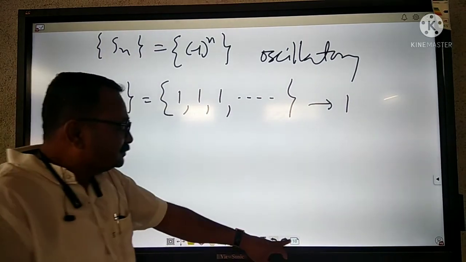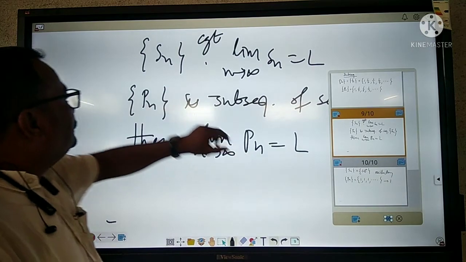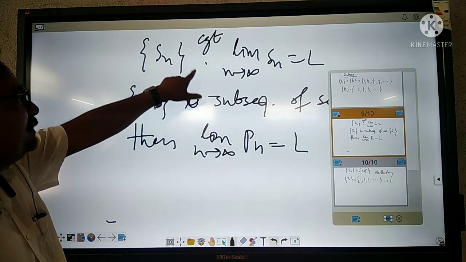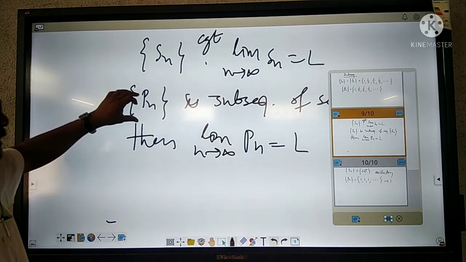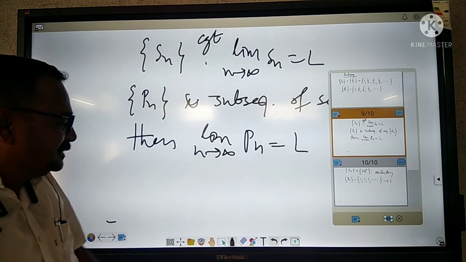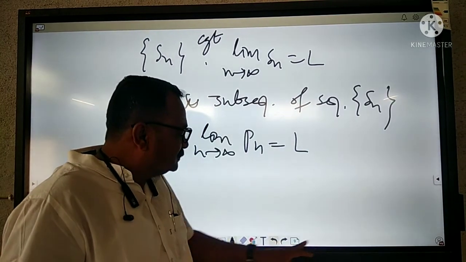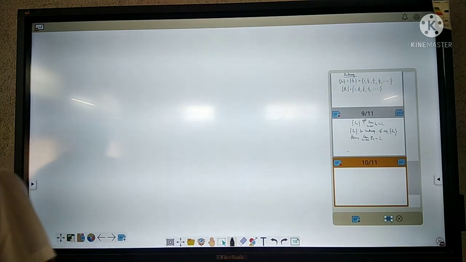So what is the theorem? Once again we have to learn that, because that is important. If Sn is a convergent sequence and converges to L, then its subsequence Pn is also convergent and converges to the same limit L. Okay. So we take the next slide.